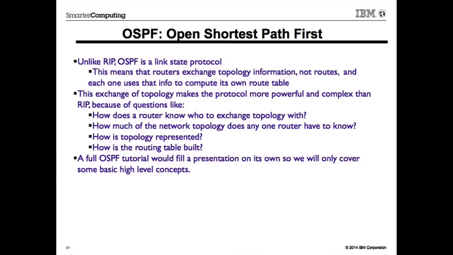In OSPF, you have to manage who am I exchanging topology with? How much of the topology do I have to know? How do I represent topology, and how do I build a routing table?